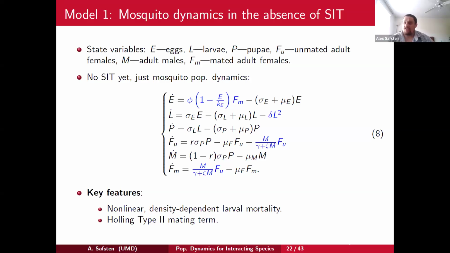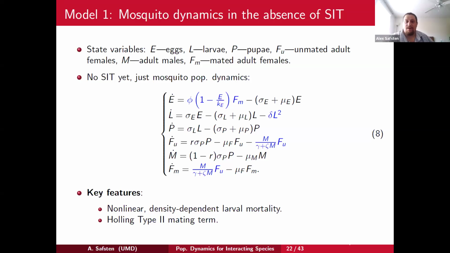Then when the eggs hatch, they are larvae and they live in water. So that's the L term. And again, I have highlighted in blue the nonlinear interlarval competition term. So the larvae have to compete with each other for resources in the ponds and the puddles and the buckets and the overturned tires and stuff that they live in.